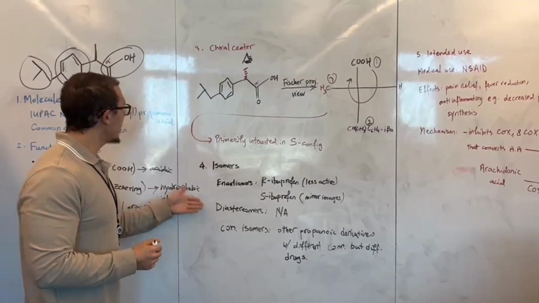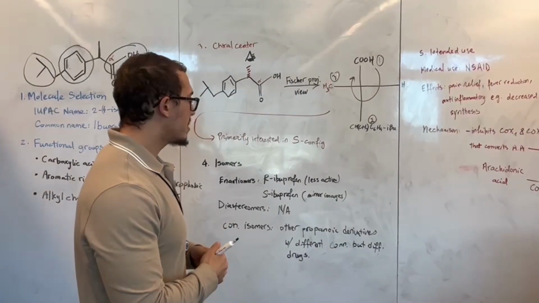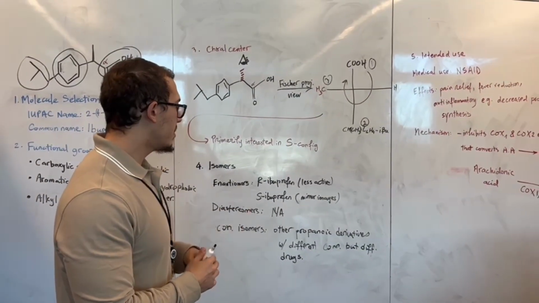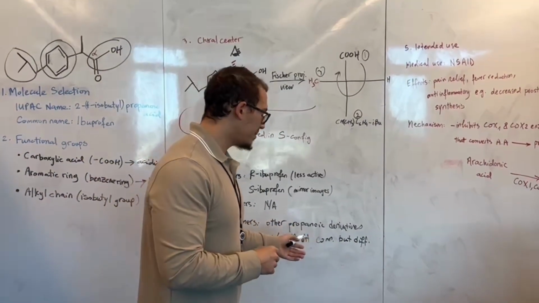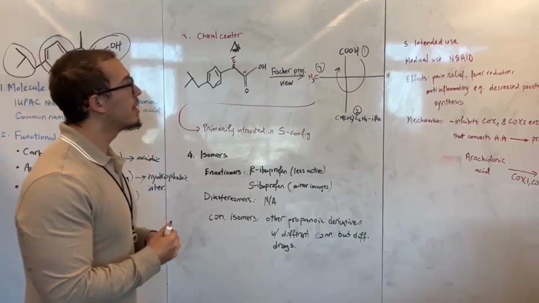Diastereomers don't really apply for this molecule since there's only one stereocenter. Constitutional isomers, we have other propanoic acid derivatives with different connectivity, but that doesn't really apply to ibuprofen. Those would be different drugs.